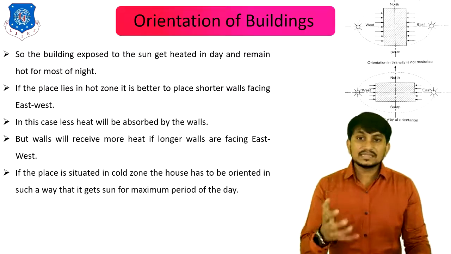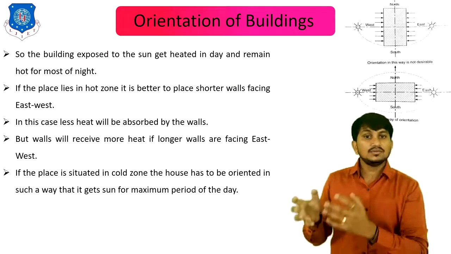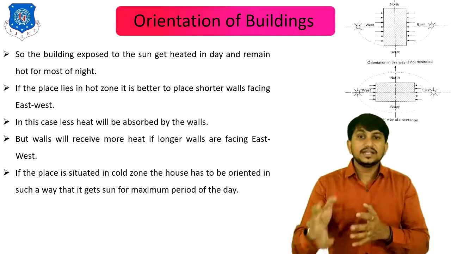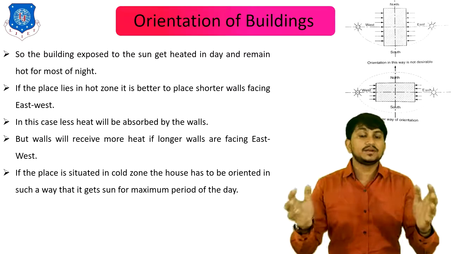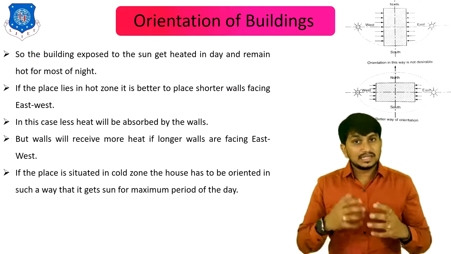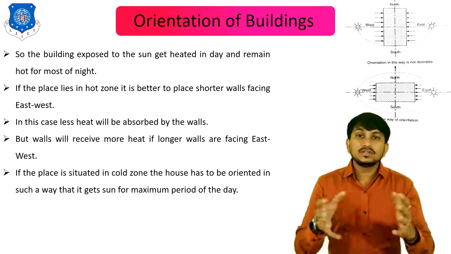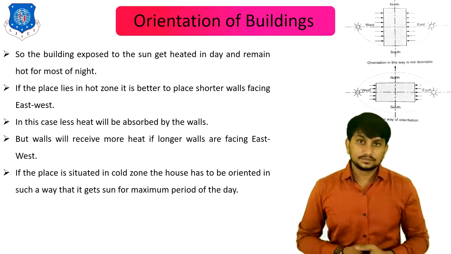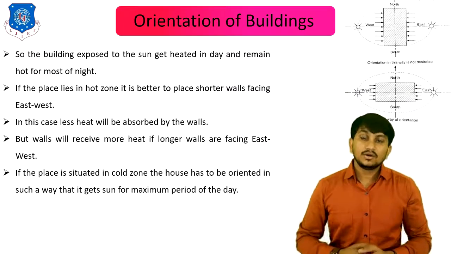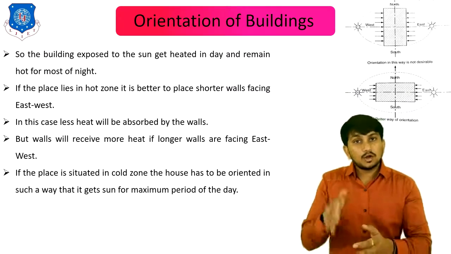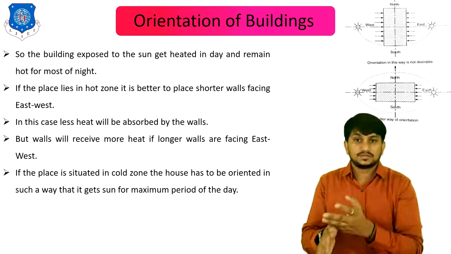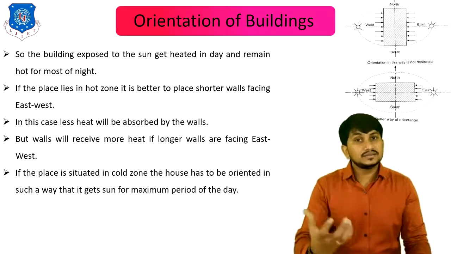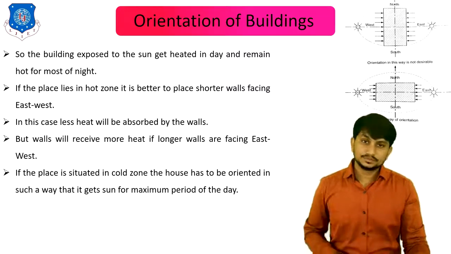If the place is situated in a cold zone, the house has to be oriented in such a way that it gets sun for the maximum period of the day. Here in India, there are some places with a cold zone, or you can say a number of snowfalls, like in the Himalayan region. You have to provide the longer walls in the east and west direction to get the sun for the maximum period of the day.